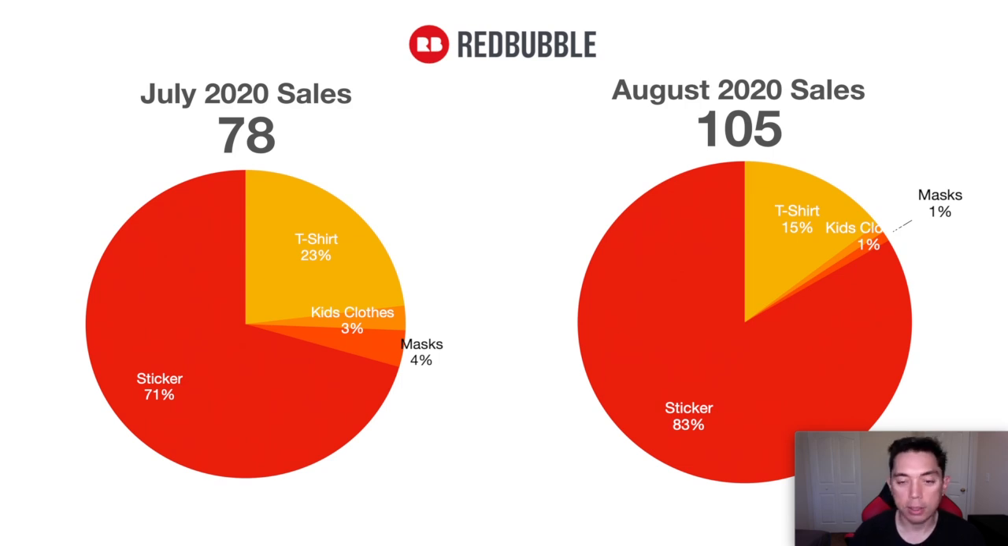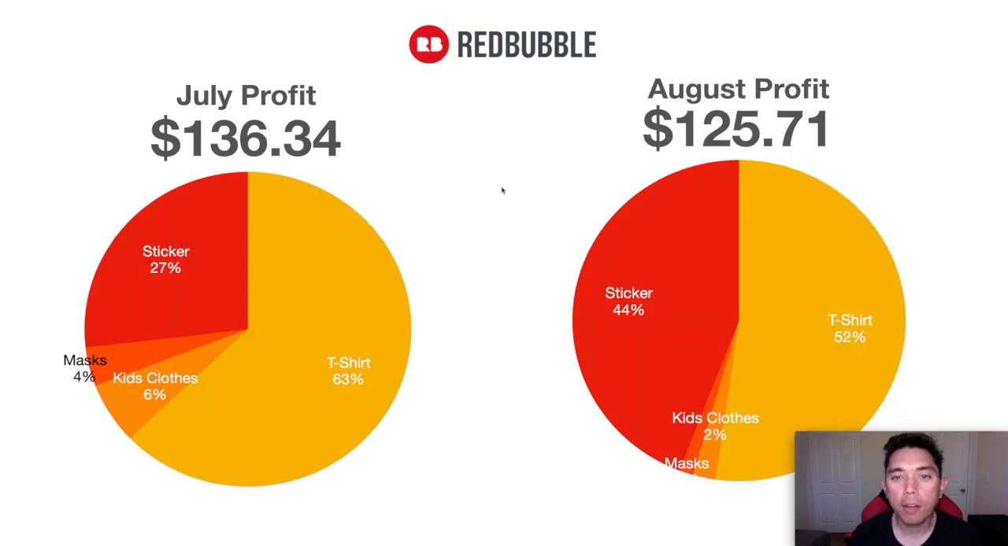In fact, in the next slide here, my profit actually went down in August, which could happen to you. It doesn't always go up month after month after month. So just be aware of that. In July, I made 136.34. I mean, not huge numbers here, so very attainable for everyone. And here in August, 125.